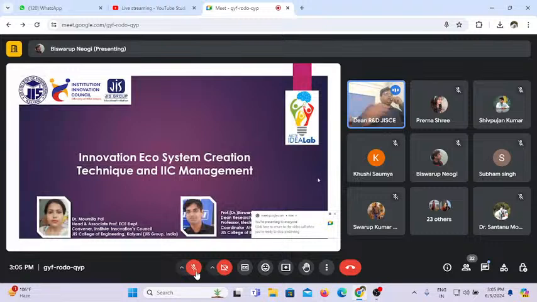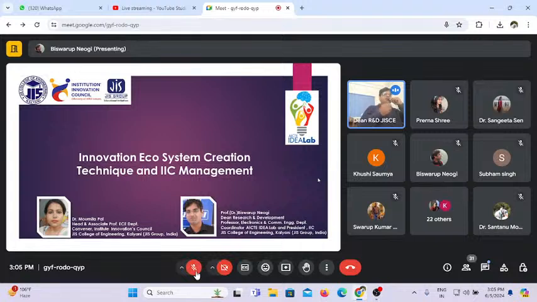Today's topic is basically the innovation ecosystem creation techniques and IIC management. We are not taking too much time. First, we are explaining and elaborating about the innovation ecosystem and how innovation is happening, and how our institute, JIS College of Engineering, Institution's Innovation Council is working. Also we have the AICTE Idea Lab, and how we can cope up with this Institution's Innovation Council and work with that.